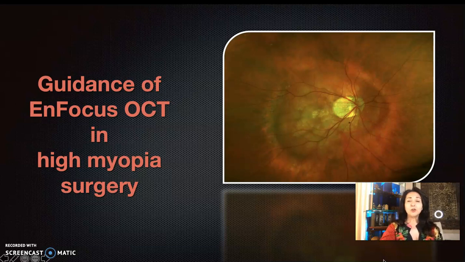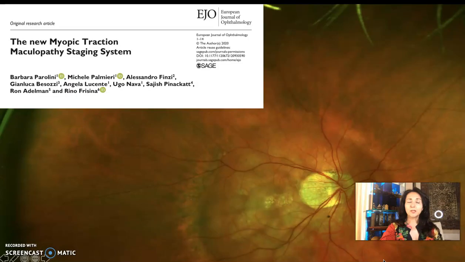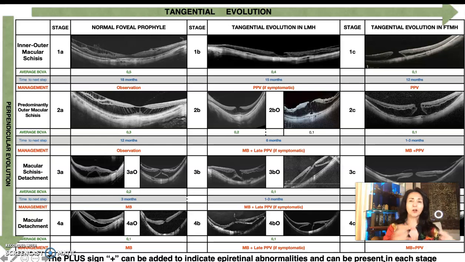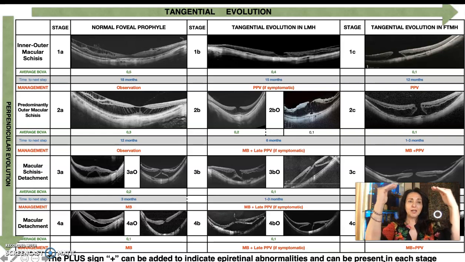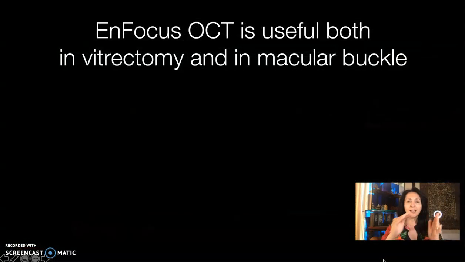So what about high myopia surgery, and what role has the intraoperative OCT in this type of surgery? This is a new staging system of myopic traction maculopathy that I recently published. The whole variety of MTM types are summarized in one single table that shows the evolution from inner schisis to macular detachment from stage 1 to 3 to 4, and on the horizontal evolution you see in the columns normal fovea evolving to lamellar hole to full thickness macular hole. MTM can evolve from top to bottom, from left to right, and in oblique.